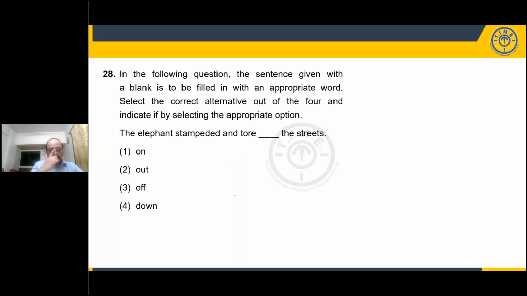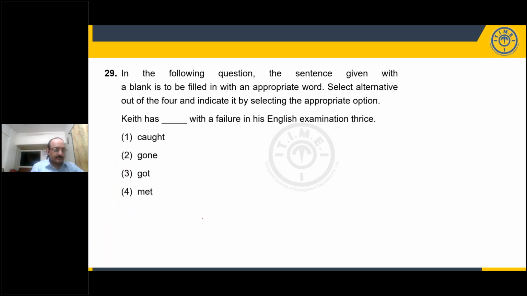All right. The elephant stampeded and tore dash the streets. Tore on is basically running fast, but वो stampeded में already cover हो गया है, so 1 gets eliminated. Tore out is literally tearing out pages. That's not happening over here. Tore off again is literally tearing off. Tore down the streets, which means he smashed everything that he could see around. The elephant stampeded and tore down the streets. Option number 4. Tore down is literally crushing everything.